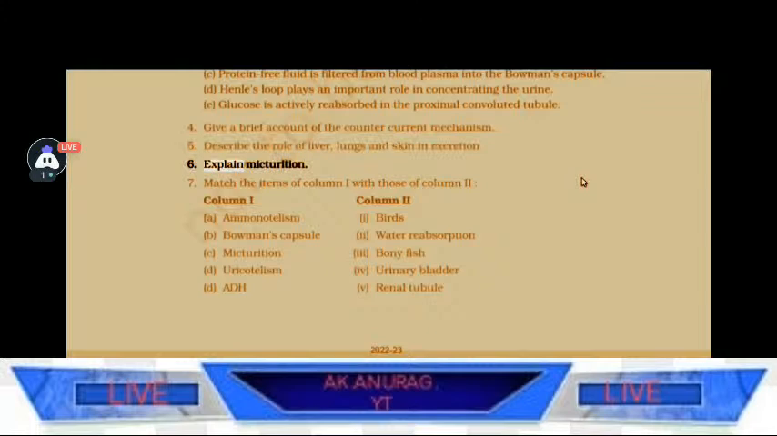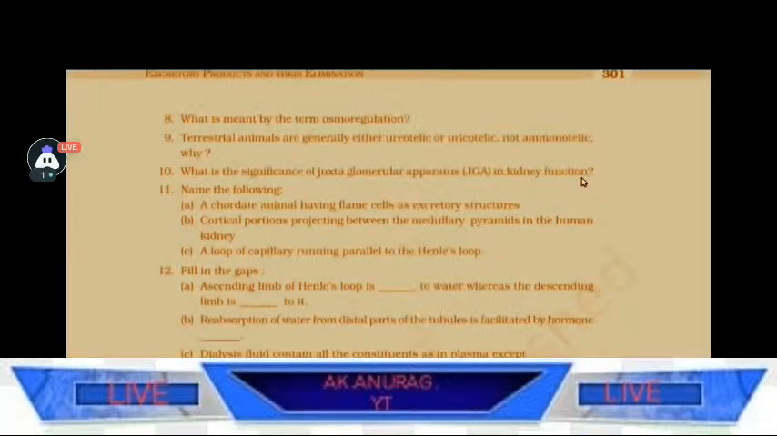6. Explain micturition. 4. Urinary bladder. D. ADH. V. Renal tubule. Excretory product. 11. Name the following. A chordate animal, amides in the human kidney.